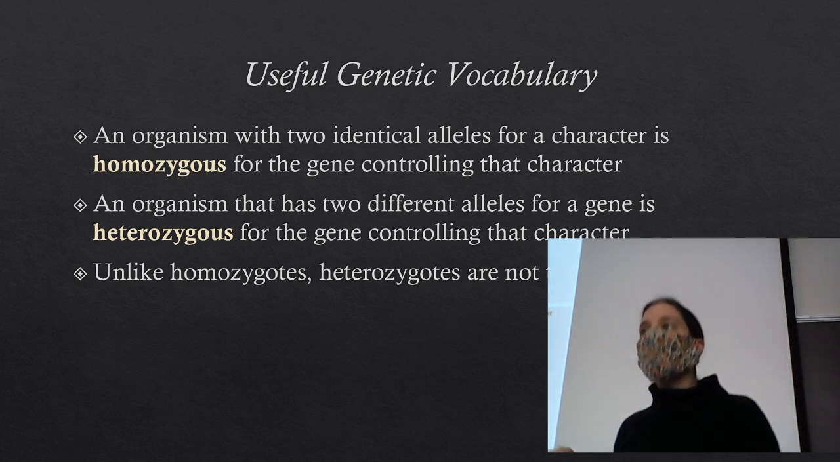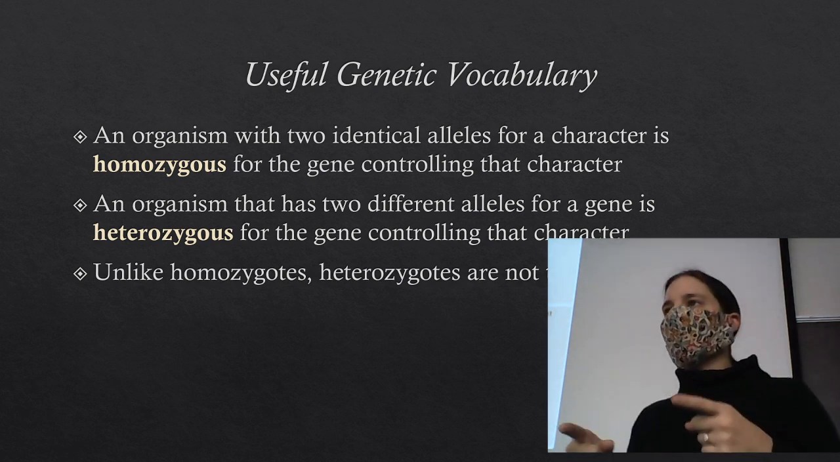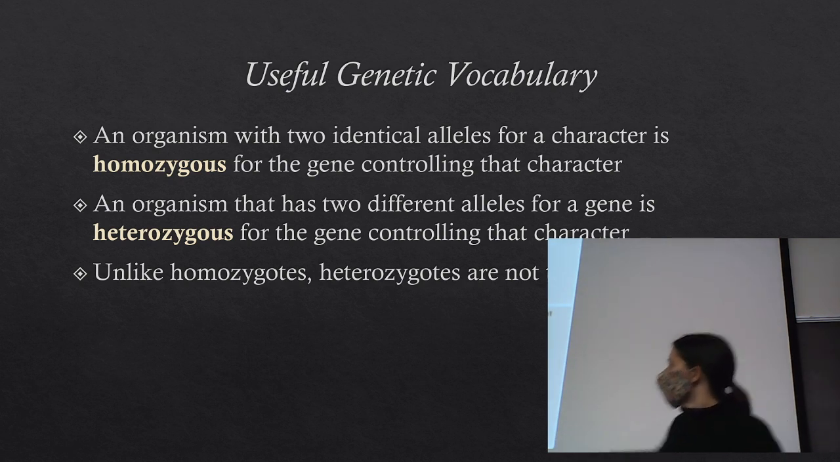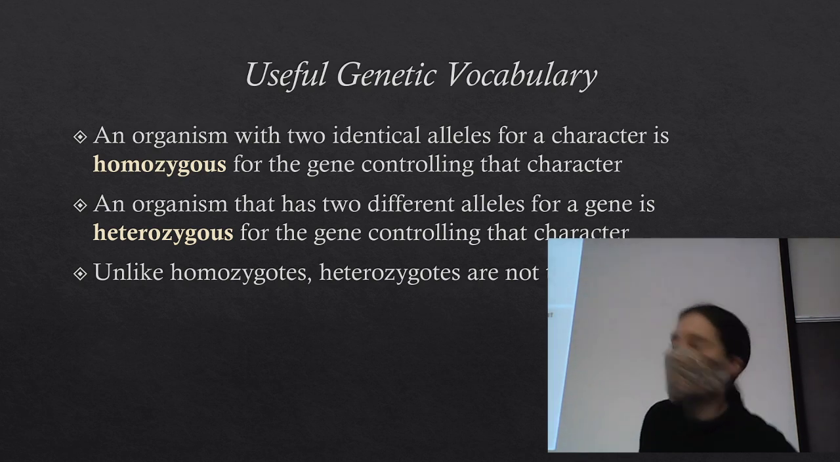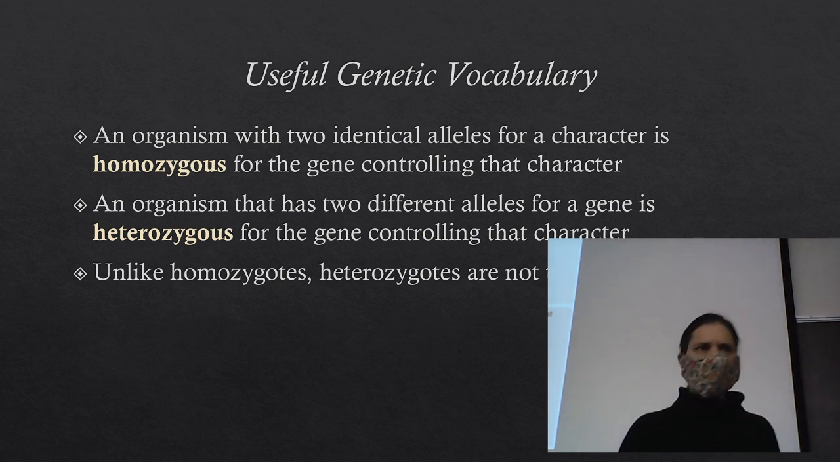Heterozygotes are going to be organisms that have different versions of alleles, so two different alleles for the same gene, right? So this individual is heterozygous. This one too, actually up here, this is heterozygous as well. So you see that?